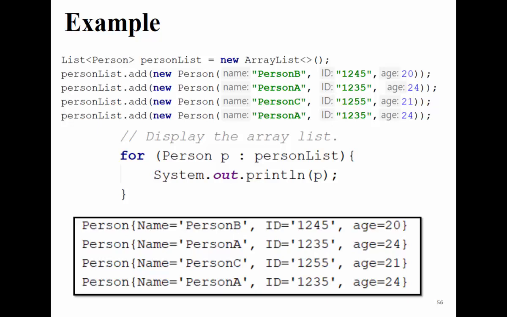The element that is added first when the ArrayList is empty will be stored at index 0. The second one will be at index 1. So here we add P, A, C, A. It will be printed in the same order. Okay?